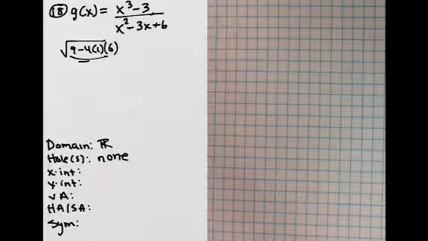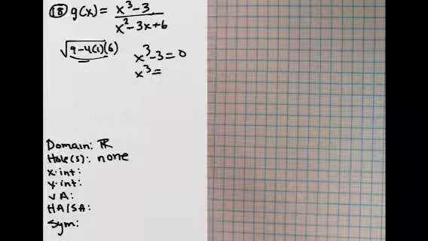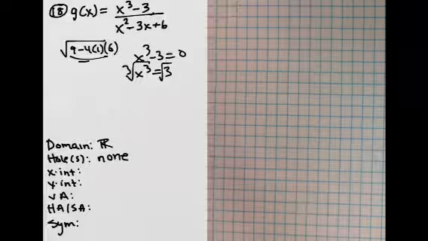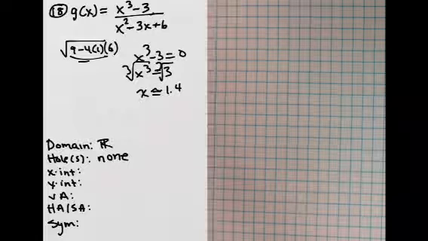For the x-intercept, the top is not the difference of cubes, so we can treat it just as setting it equal to 0. So x cubed minus 3 equals 0, and you move the 3 over to the other side, take the cube root, and plug it into a calculator. Cube root of 3 is approximately 1.4. So I should put approximately. The x-intercept would be cube root of 3, 0, which is approximately 1.4.